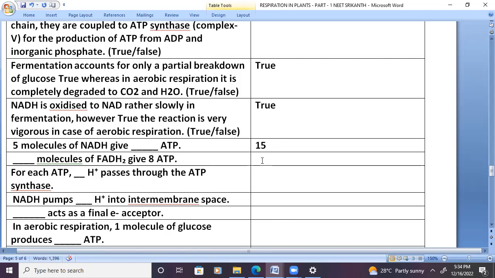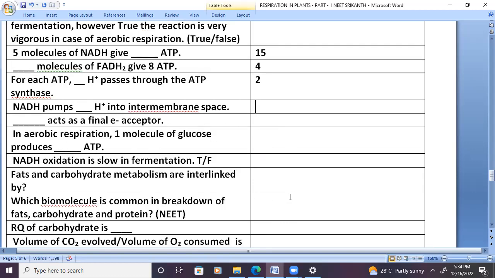5 molecules of NADH give 15 ATP molecules. Dash molecules of FADH2 give 8 ATP, 4. For each ATP, dash H plus passes through the ATP synthetase. 2 NADH pumps dash H plus into the intermembrane space, 6 H plus ions to intermembrane space. That acts as a final electron acceptor, oxygen. In aerobic respiration, one molecule of glucose produces 38 ATPs.